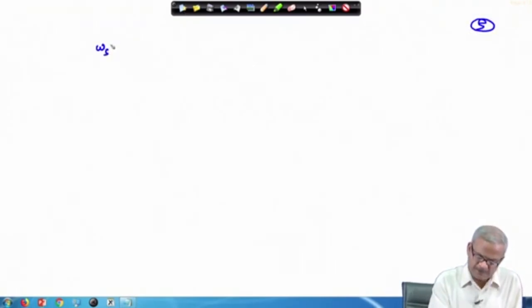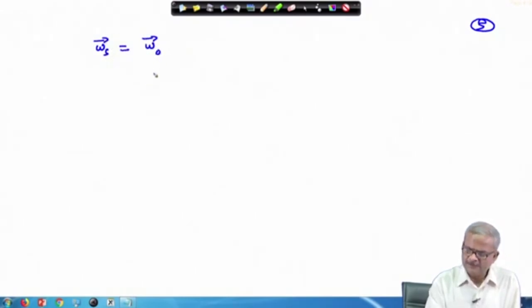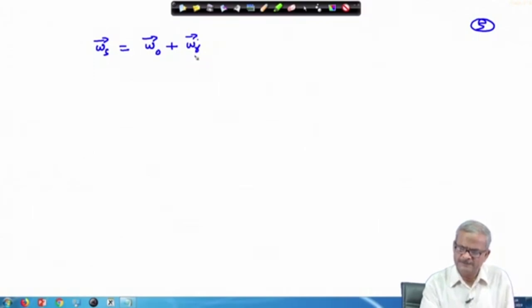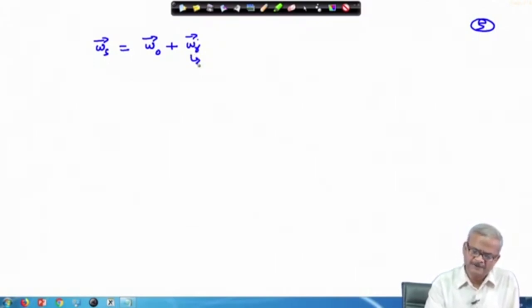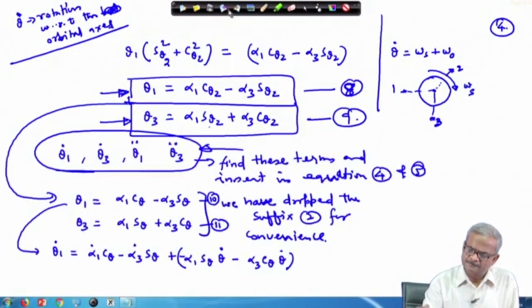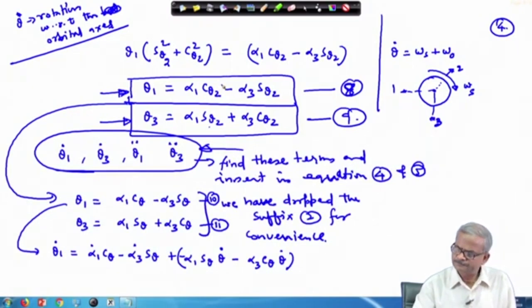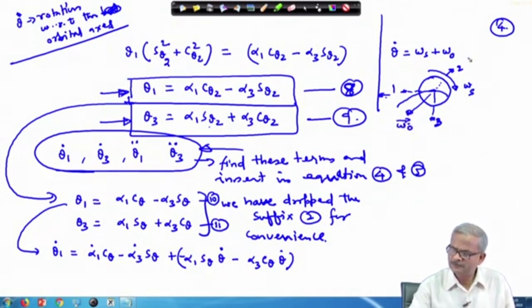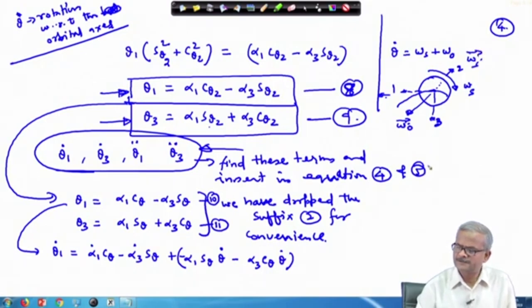So, we will have omega s, the absolute angular velocity, equal to omega 0, the orbital angular velocity, and with respect to this you have omega r, the relative angular velocity, which is with respect to the orbital axis system. Because the velocity of the satellite is along this direction, omega 0 is along this direction, while omega s is going in this direction. So, we can see that they are opposite to each other.